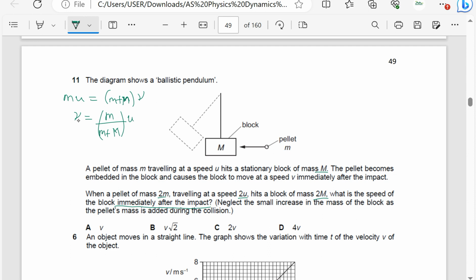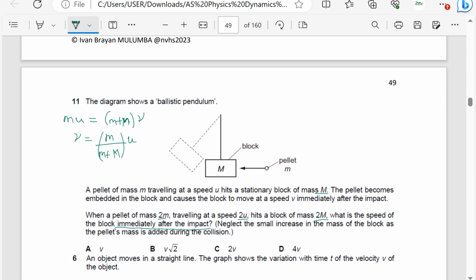Then times u. That is the velocity after collision. Then when a pellet of mass 2m traveling with speed that hits the block of mass 2m, what is the speed of the block immediately after impact? So let's look at the one of mass 2m. Initially, it is the one moving. Its total momentum is going to be 2m times 2u. Its speed is 2u. The other one is initially at rest, so it is plus 0.